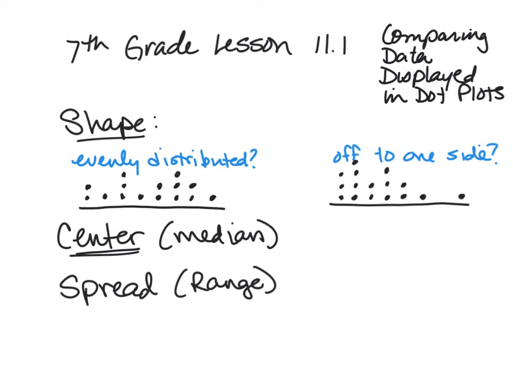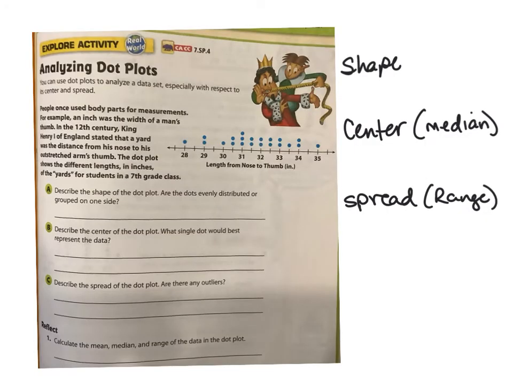So let's look at a couple of examples so we can see what that means. Here we have where people once used body parts for measurements. For example, an inch was the width of a man's thumb. In the 12th century, King Henry I of England stated that a yard was the distance from his nose to his outstretched arm's thumb. The dot plot shows the different lengths in inches of the yards for students in a 7th grade class. So a whole 7th grade class measured from their nose to their arm.